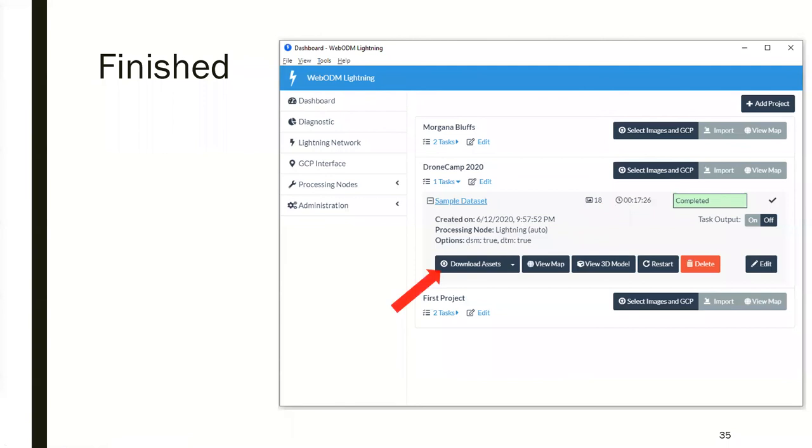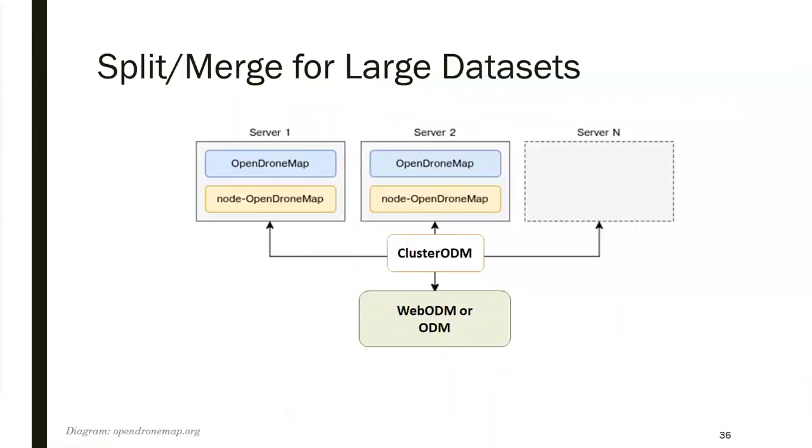So there's your time. If you want to download your outputs, you can. If you want to just jump in and view the map, you can. If you want to look at the 3D model, you can. All right. And then split merge, let me check our time, 40, okay.